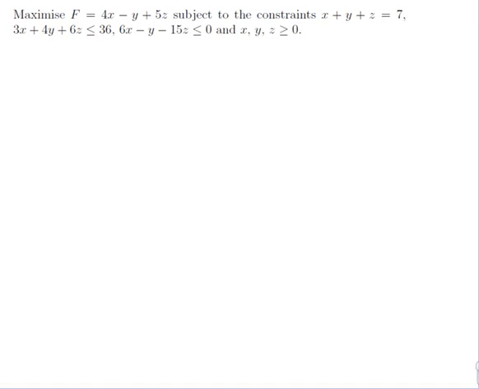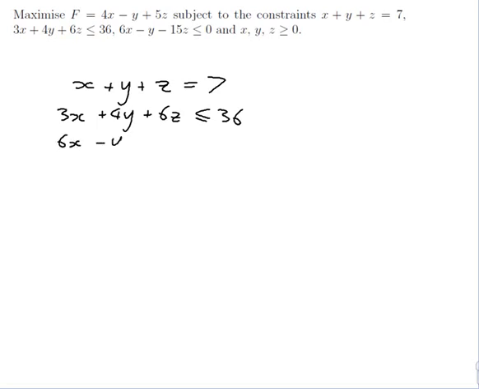So what I'm going to have to do is use slack variables. And to do that, I'm going to need to write down my inequalities and add slack variables to them. So my inequalities are x plus y plus z is equal to 7, 3x plus 4y plus 6z is less than or equal to 36, and 6x minus y minus 15z is less than or equal to 0.